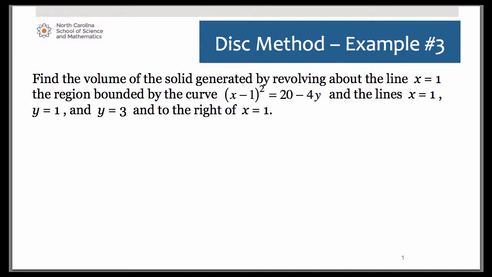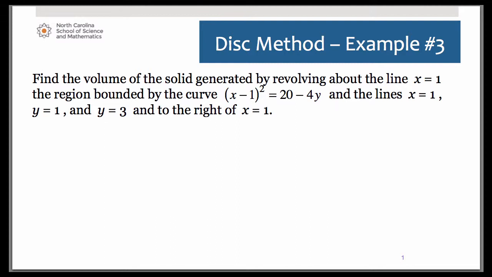Hi everyone, we are going to take a look at an example of finding the volume of a solid of revolution by using the disk method. Now this one's going to end up being a dy problem as opposed to a dx problem.